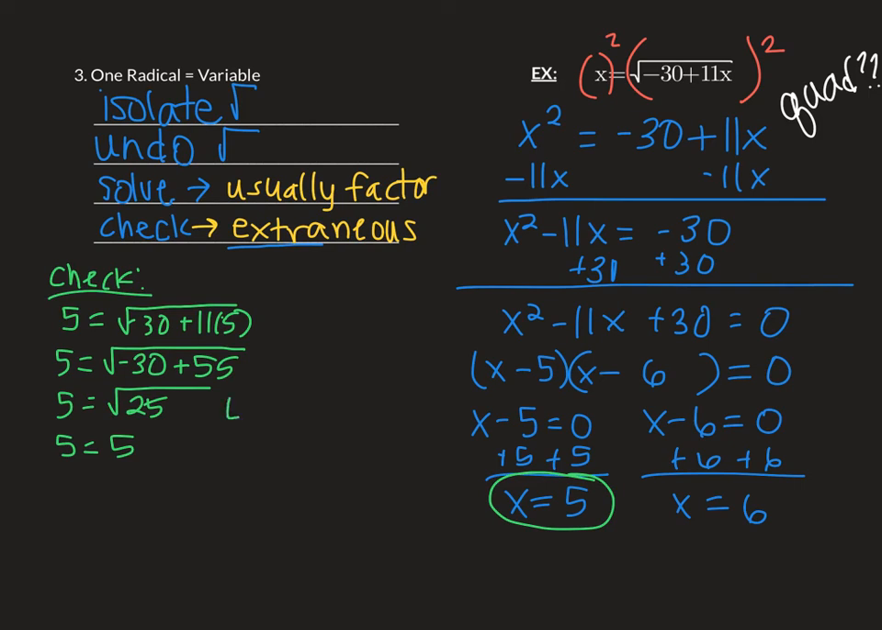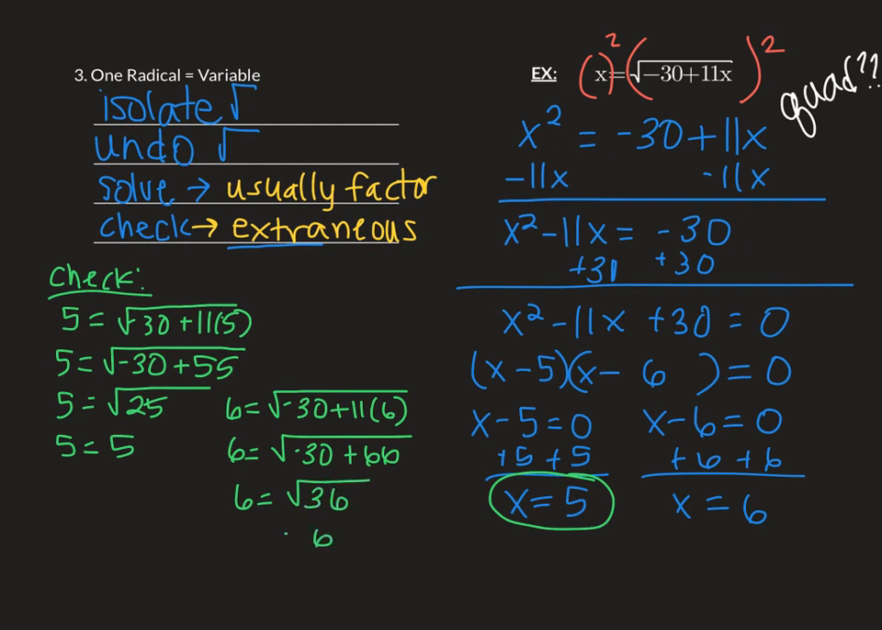So is 6 equal to the square root of negative 30 plus 11 times 6? Is 6 equal to the square root of negative 30 plus 66? Is 6 equal to the square root of 36? Square root of 36 is 6, so 6 does equal 6. And in this case, both answers work. Okay. Pause the video. Try the next one. See how you do.